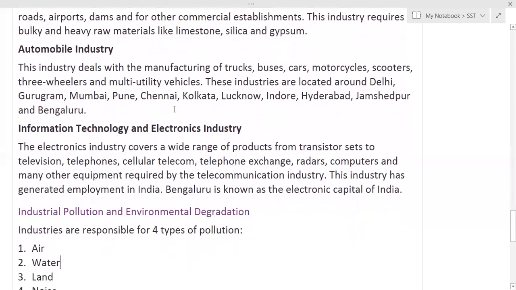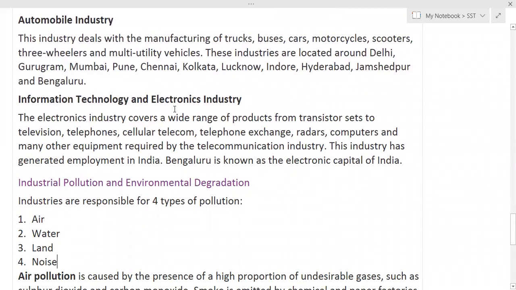Automobile industry. Automobile industry means making of cars and all: motorbikes, motorcycles, two-wheelers, three-wheelers, and multi-wheelers. This industry deals with manufacturing of trucks, buses, cars, motorcycles, scooters, three-wheelers, multi-utility vehicles. This industry is located around Delhi, Gurugram, Mumbai, Pune, Chennai, Kolkata, Lucknow, Indore, Hyderabad, Jamshedpur, and Bangalore.